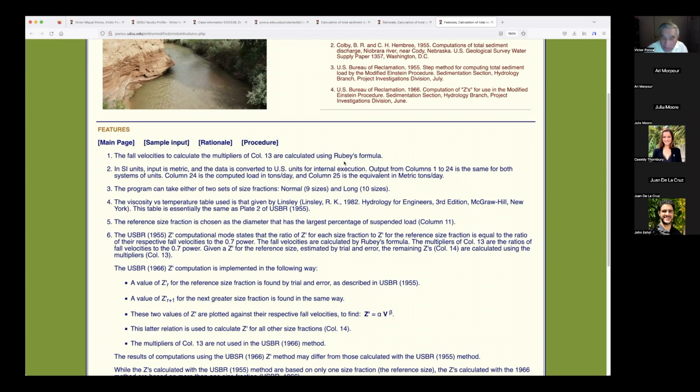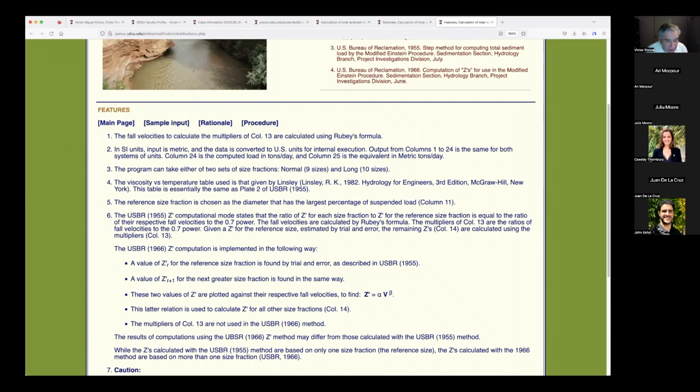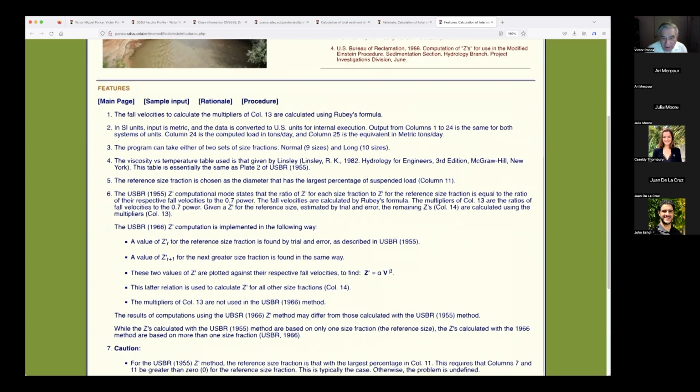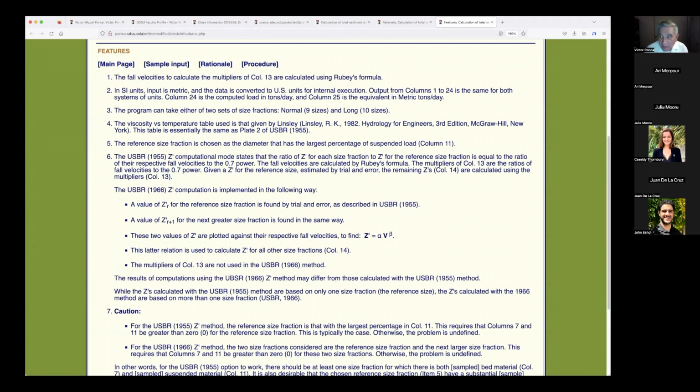That's the original procedure. Given Z for a reference size, estimated by trial and error, and that's a procedure explained in the publication. Remaining C's in column 14 are calculated using the multipliers. That's already been done and calculated. I may not have spent a lot of time on it, but you can, on your own, look at the table and you'll see that that's the way it is.